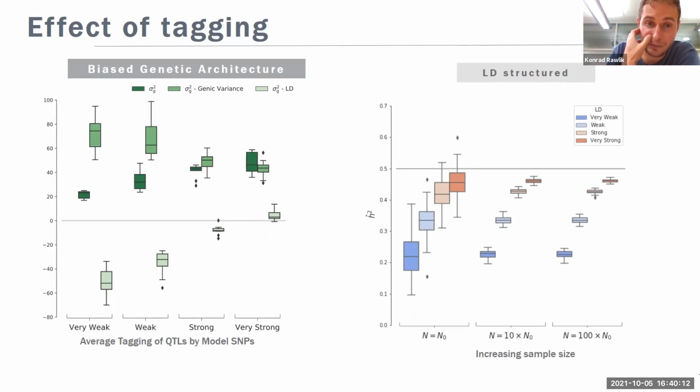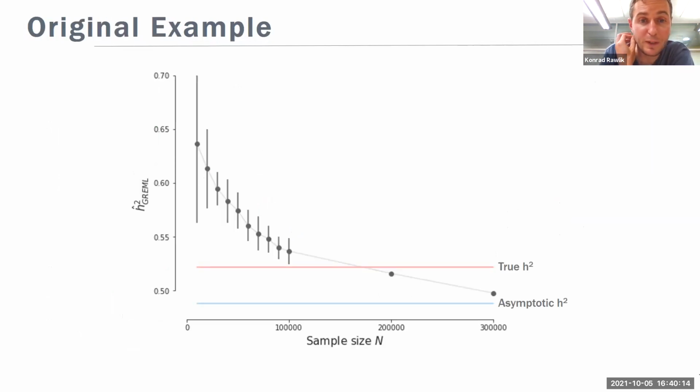So to come back to the original example, this behavior of decreasing estimates, which undershoot the true heritability, should not really be surprising. Height is known to be under assortative mating in humans. So this is pretty much exactly what we would have expected for a trait under assortative mating. And we can now conclude that the asymptotic heritability is just going to be the genic variance of height for the SNPs in the model.